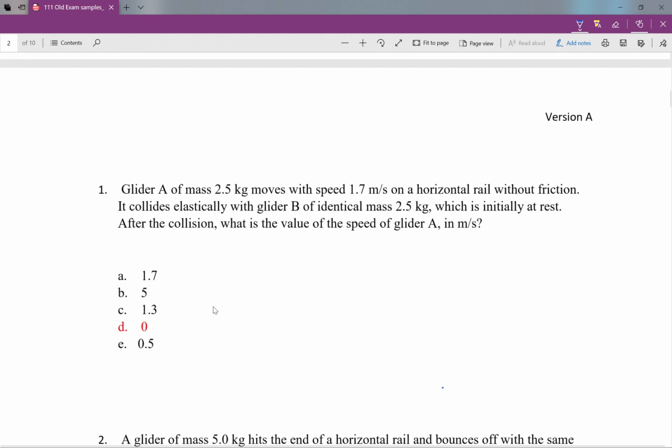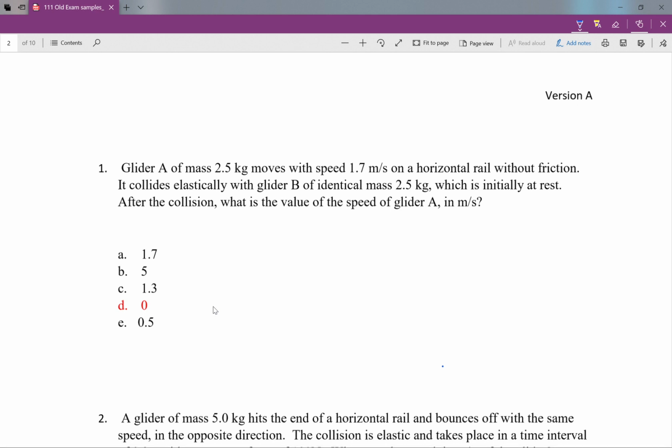Now for question 1, we have a glider A of mass 2.5 kilograms that moves with a speed of 1.7 meters per second on a horizontal rail without friction. It collides elastically with glider B of identical mass 2.5 kilograms, which is initially at rest. After the collision, what is the value of the speed of glider A, in meters per second?